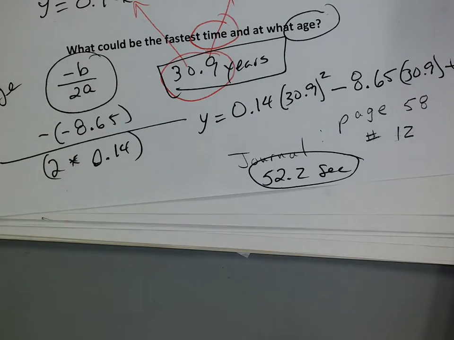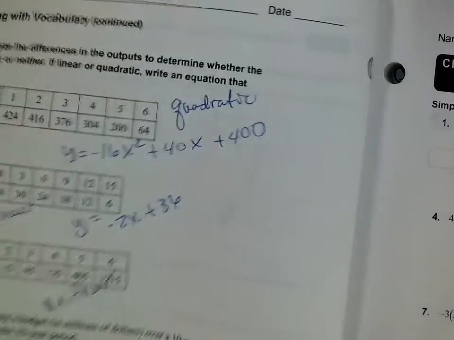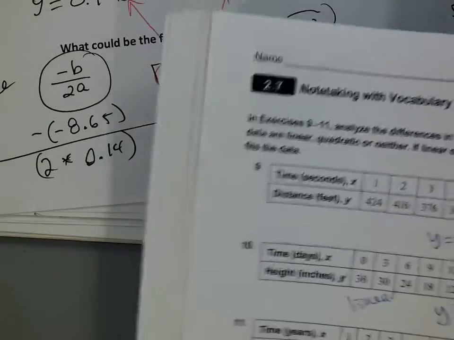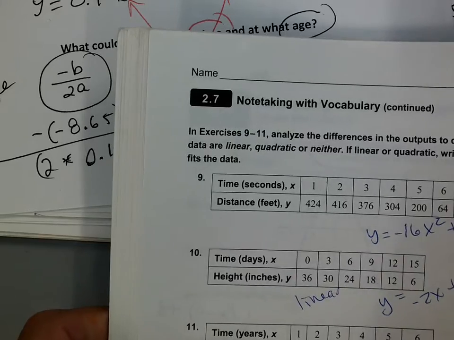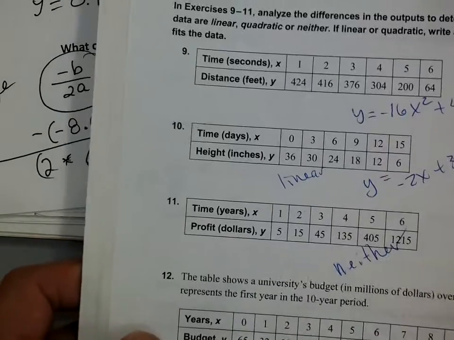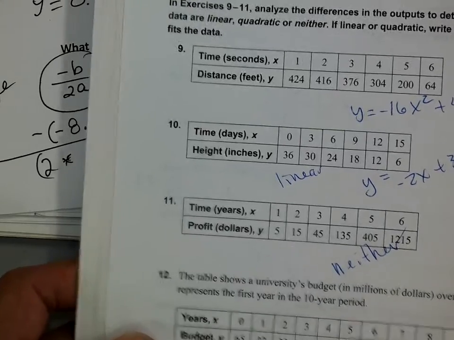Homework is going to be out of your journal, and you're going to need to do a couple of things. I'm going to show you what I need to do, okay? So first of all, they're going to say, is it quadratic? That one's definitely quadratic. That was linear. This one's neither. And this one is going to be quadratic as well.